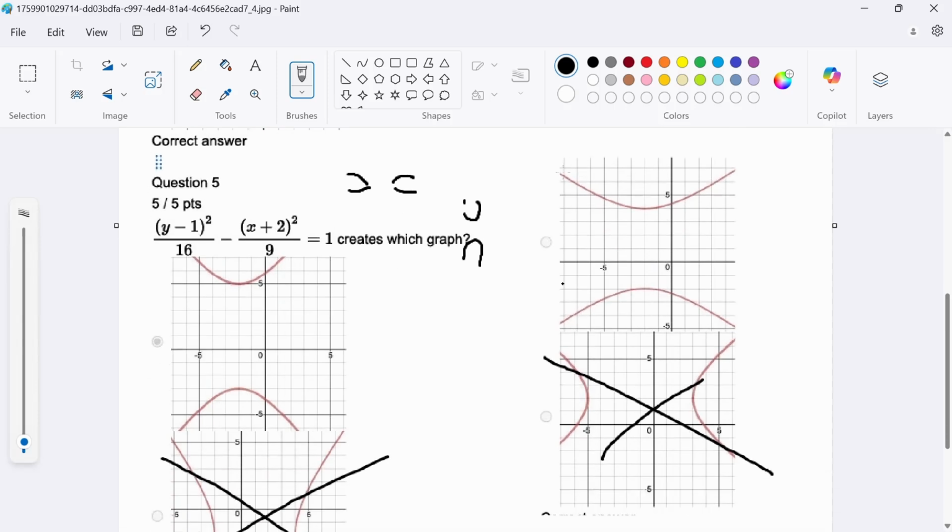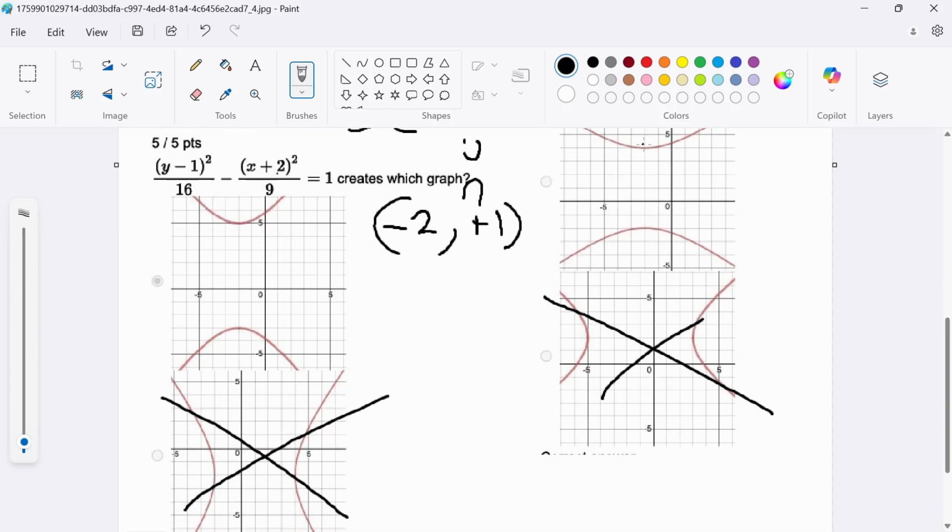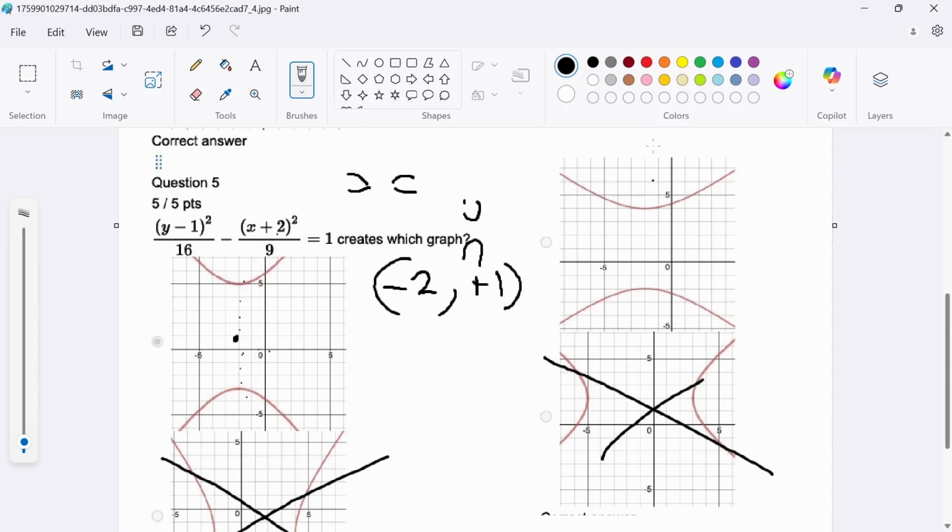So now the question is, where's the center? Again, opposite signs, so it's negative 2. See, that's where the x is. And plus 1. So negative 2, 1 should be the center. Let me check. Negative 2, 1. 1, 2, 3, 4. 1, 2, 3, 4. So that is, in fact, the center. Let me try this one. Negative 2, 1. 1, 2, 3. Okay, the center is right in both cases.